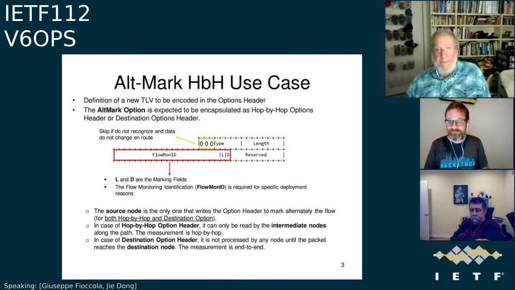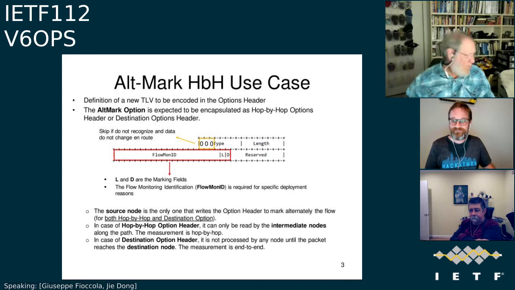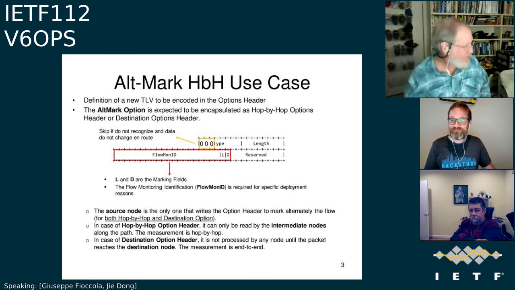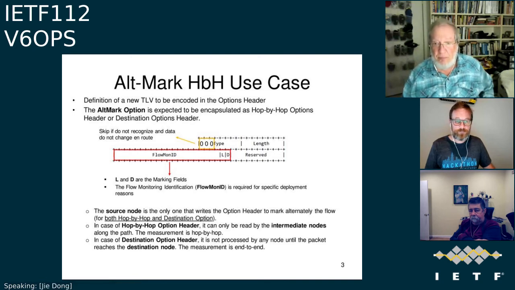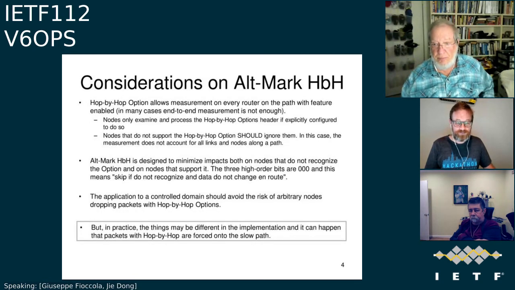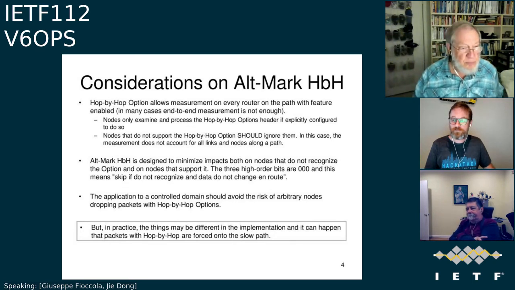In the draft that is in IESG evaluation phase, we address the alternate marking hop-by-hop use case. I don't see the next slide. Okay, thank you. Yeah, and the draft addresses the hop-by-hop use case considerations, and in particular, the hop-by-hop option allows, as I said, measurement on every router if the feature is enabled. In particular, because in many cases end-to-end measurement is not enough, so we want to monitor hop-by-hop.